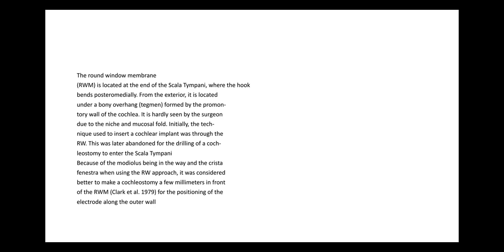Initially, the technique used to insert a cochlear implant was through the round window. This was later abandoned for the drilling of a cochleostomy to enter the scala tympani. Because of the modiolus being in the way and the crista fenestra, when using the round window approach, it was considered better to make a cochleostomy a few millimeters in front of the round window membrane for positioning of the electrode along the outer wall.